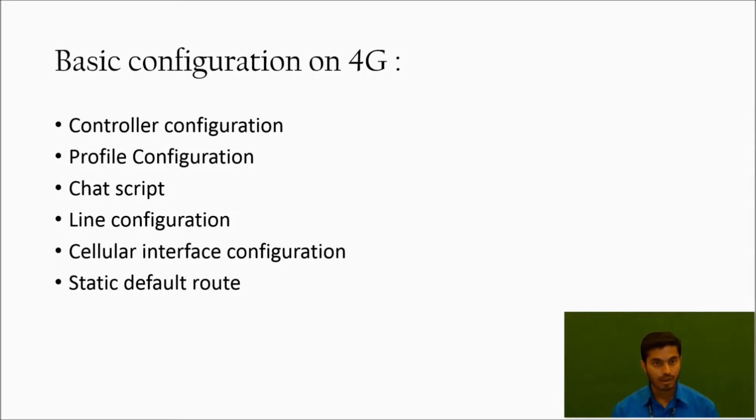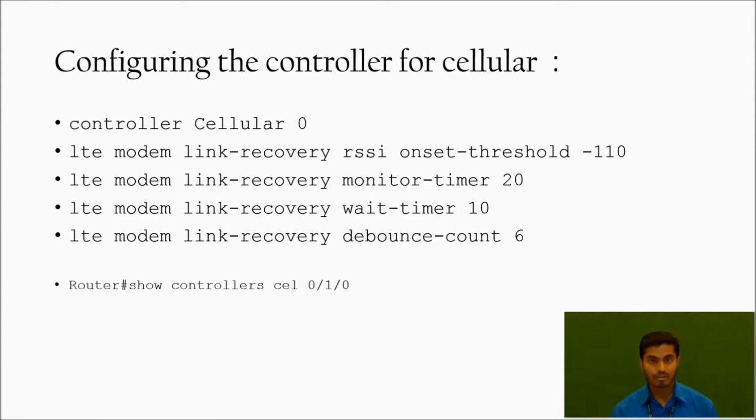In this video, I will be configuring the 4G card as a primary WAN link. And these are the basic configurations that are needed to bring up the cellular interface. So let's start configuring on the controller. The controller configurations that you're seeing on screen here are embedded by default on the Cisco IOS images 15.3.3M1 or later. These commands increase the stability and reliability of the LTE connection. It also includes an embedded modem link recovery, which eliminates the need for link recovery scripts.